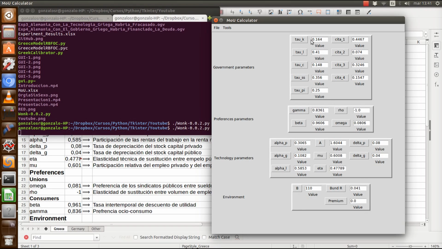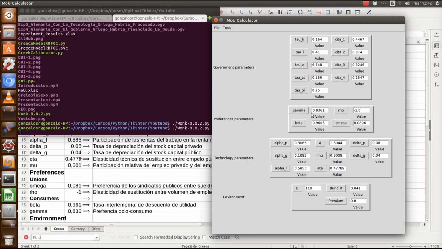These parameters are taxes on capital, labor, VAT, social security tax, as well as the corporate tax, and four forms of government expenditure. We have government consumption, wages, the wage bill paid to the civil servants in Greece, investment, and finally transfers.